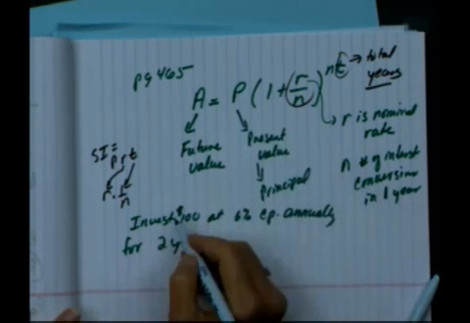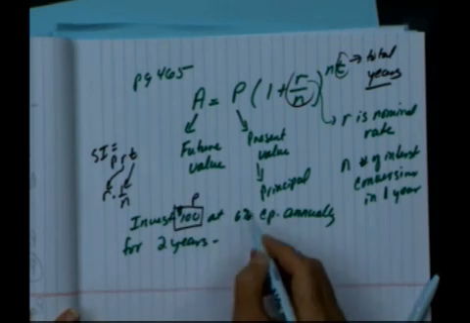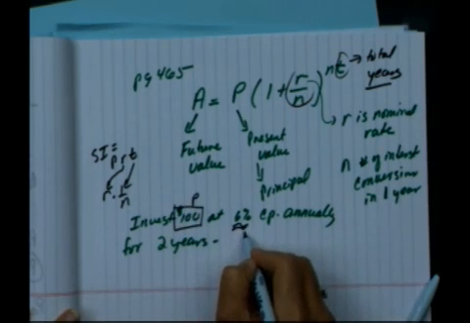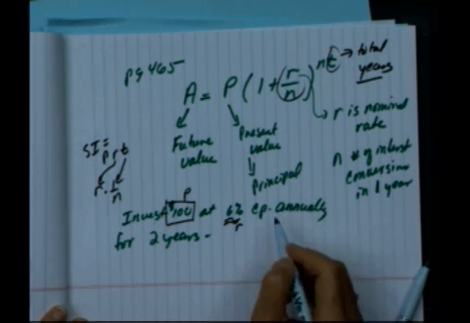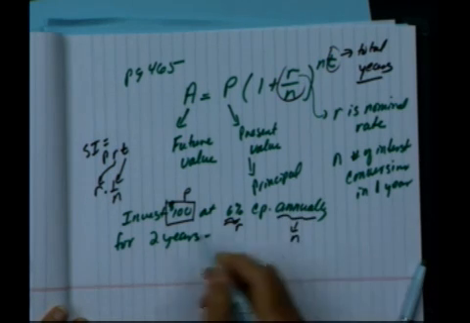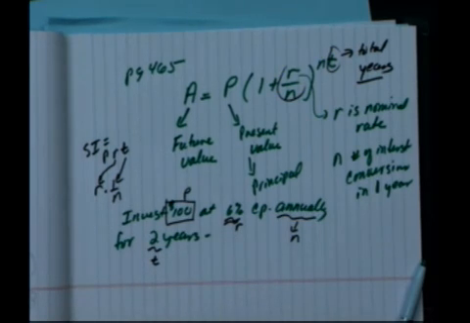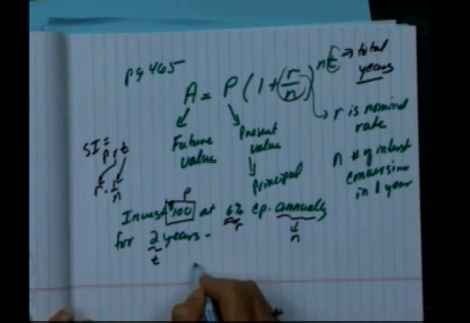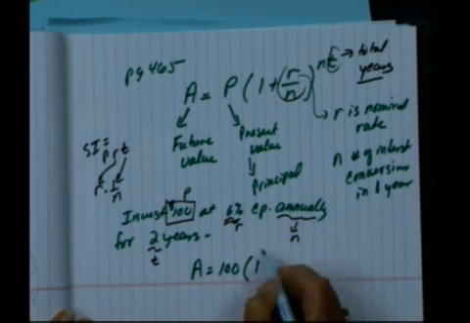The P is the 100. The 6% is the R. We got to write it without a percent symbol. Annually is where we're going to get the N. 2 years is where we're getting the T. Okay, so when we put it in the formula, the future value is P, 100, times 1 plus the rate.